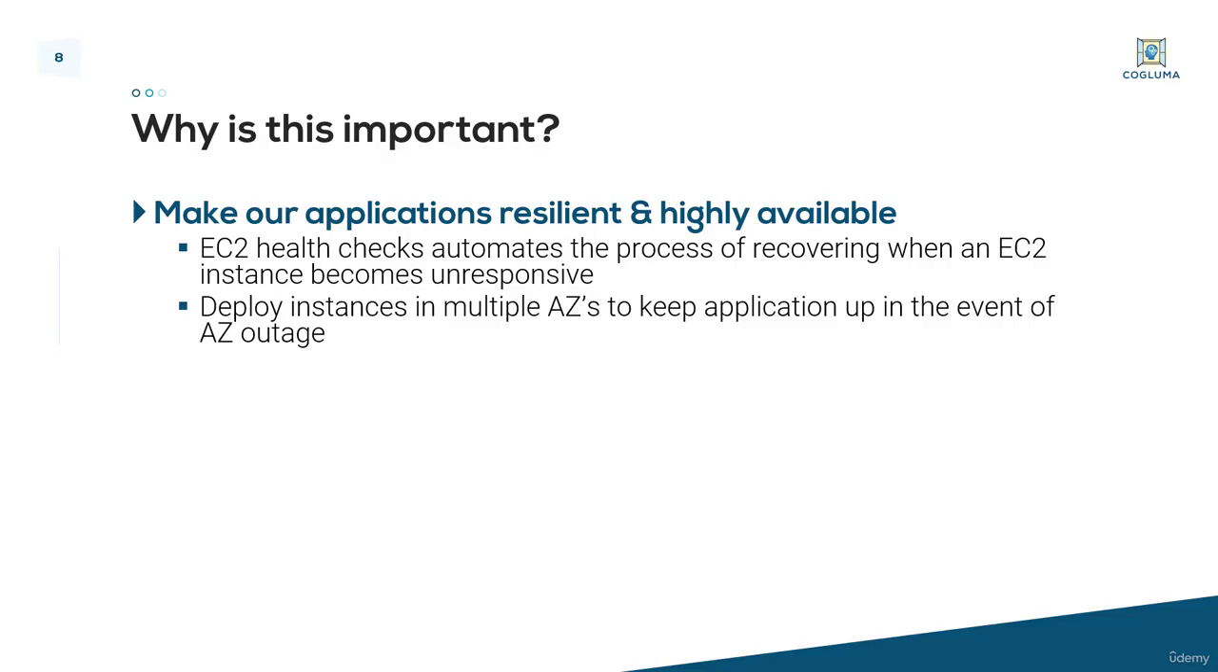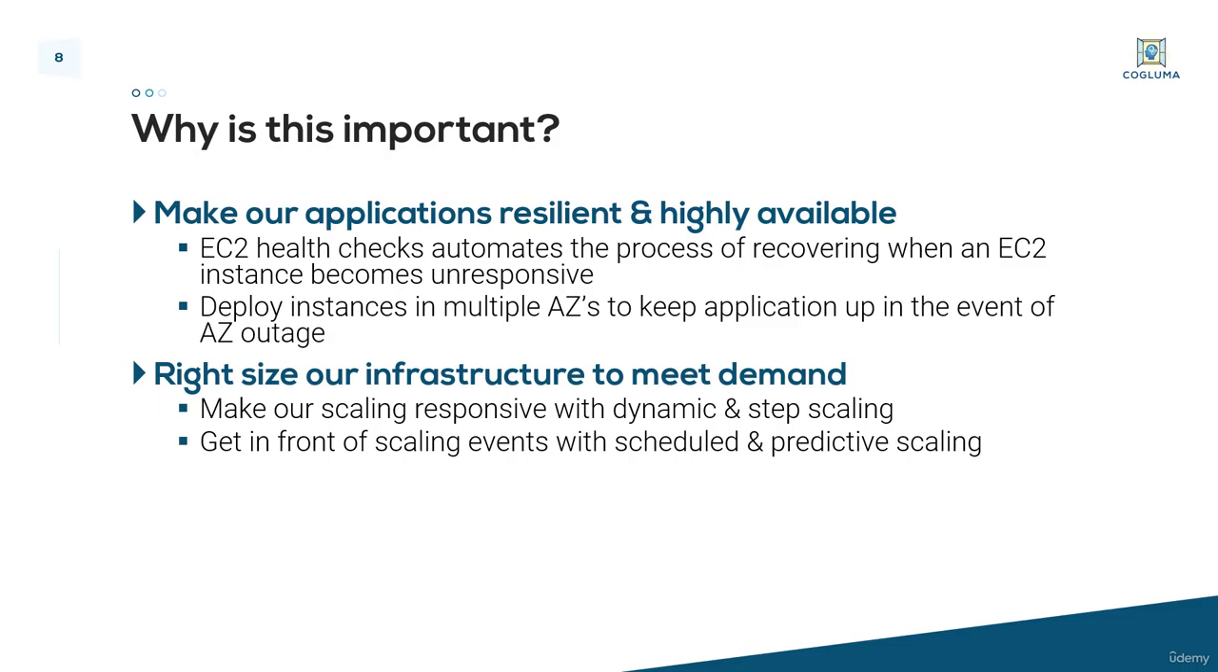We can also deploy instances in multiple availability zones to help keep the application up in the event of an AWS availability zone outage, making our applications highly available. We can right-size our infrastructure to meet our demand. We could do this by making our scaling responsive with dynamic and step scaling. We can also get in front of scaling events with scheduled and predictive scaling.